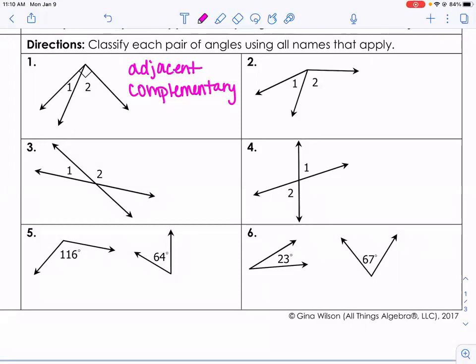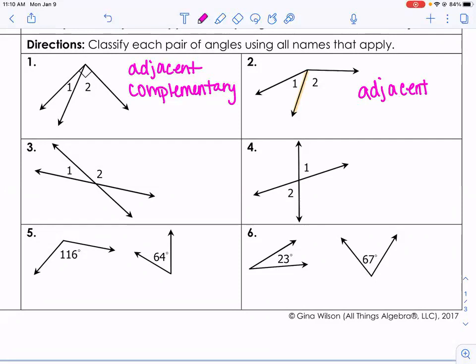Okay, so Ryan is asking a question. Corin, could you answer his question? Is number 2, are those two angles adjacent? She said yes. They are next to each other. They share this side right here.